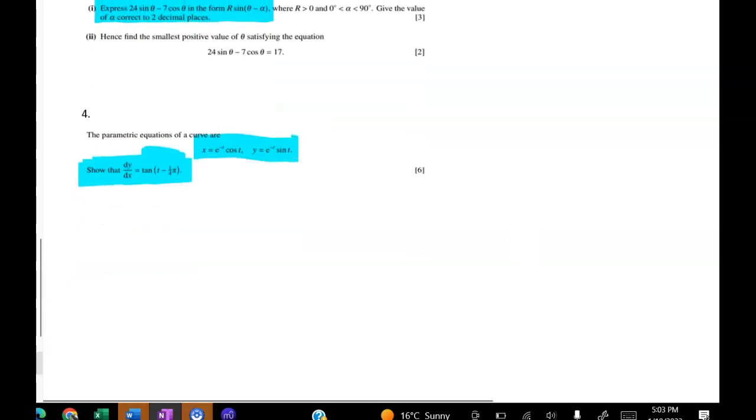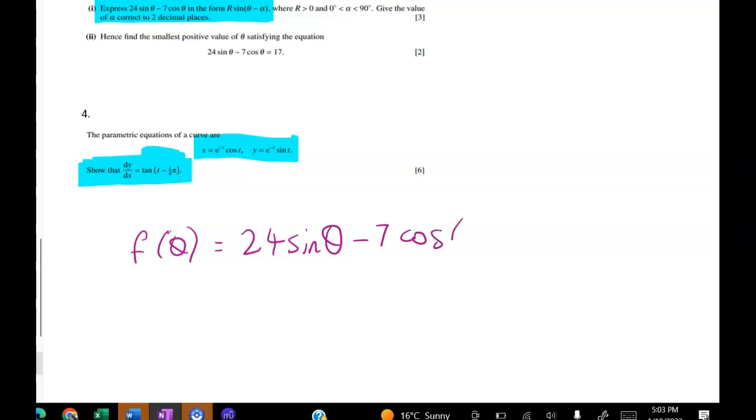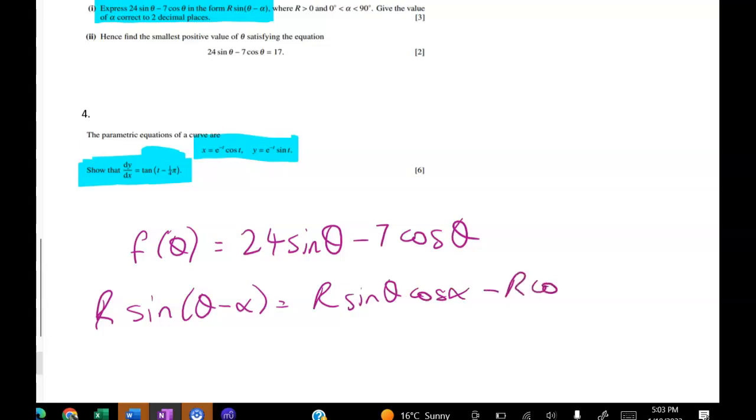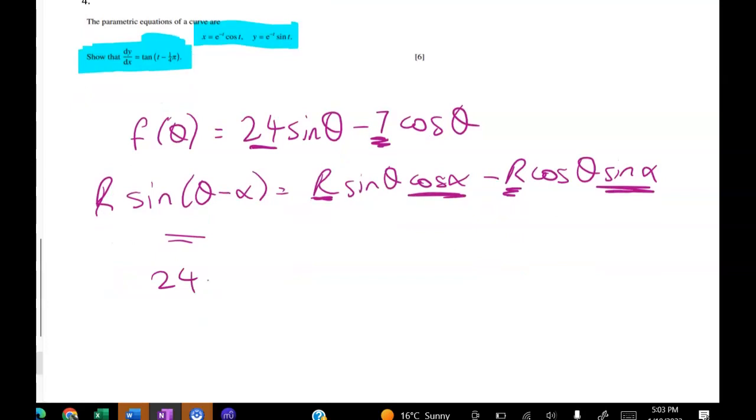Okay, so question 3 was pretty well done. We've got f of theta is equal to 24 sine theta minus 7 cos theta, and we need to get it into this form r sine theta minus alpha. So when we expand that, we get r sine theta cos alpha minus r cos theta sine alpha. So this 24 has got to match up to r cos alpha, and this 7 has got to match up to r sine alpha.